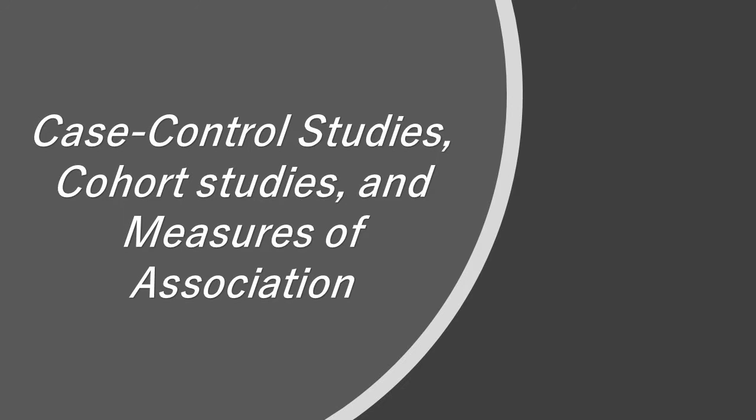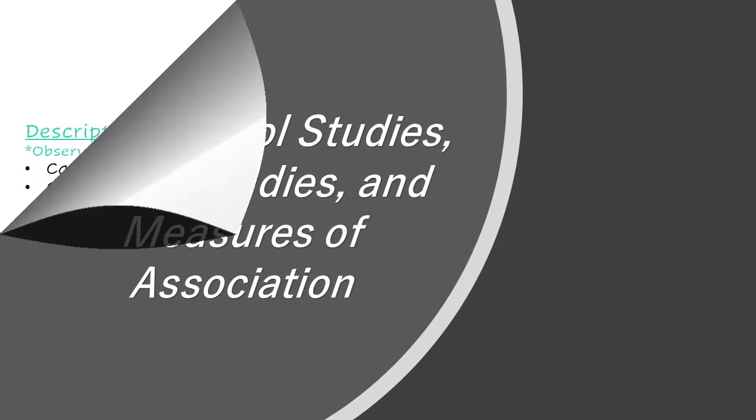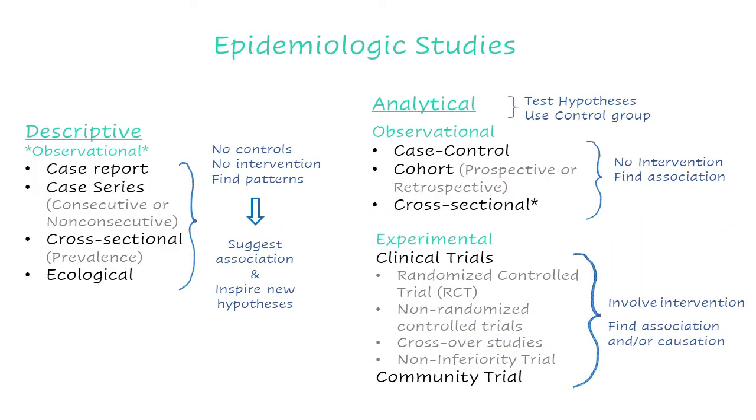In the next few videos, we're going to be talking about case control studies, cohort studies, and measures of association, namely odds ratio, risk ratio, and hazard ratios. To do this, I'm going to start with the big picture by talking about the different types of epidemiologic studies and statistics, and then narrow down on our topics of interest. Now let's start with a brief overview of epidemiologic studies and applied statistics.